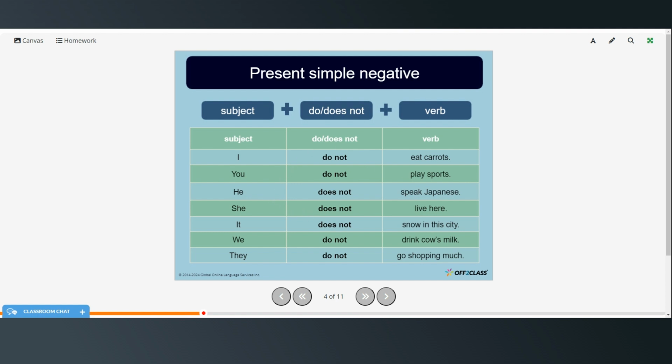So he does not speak Japanese. She does not live here. It does not snow in this city. And then we do not drink cow's milk, and they do not go shopping much.